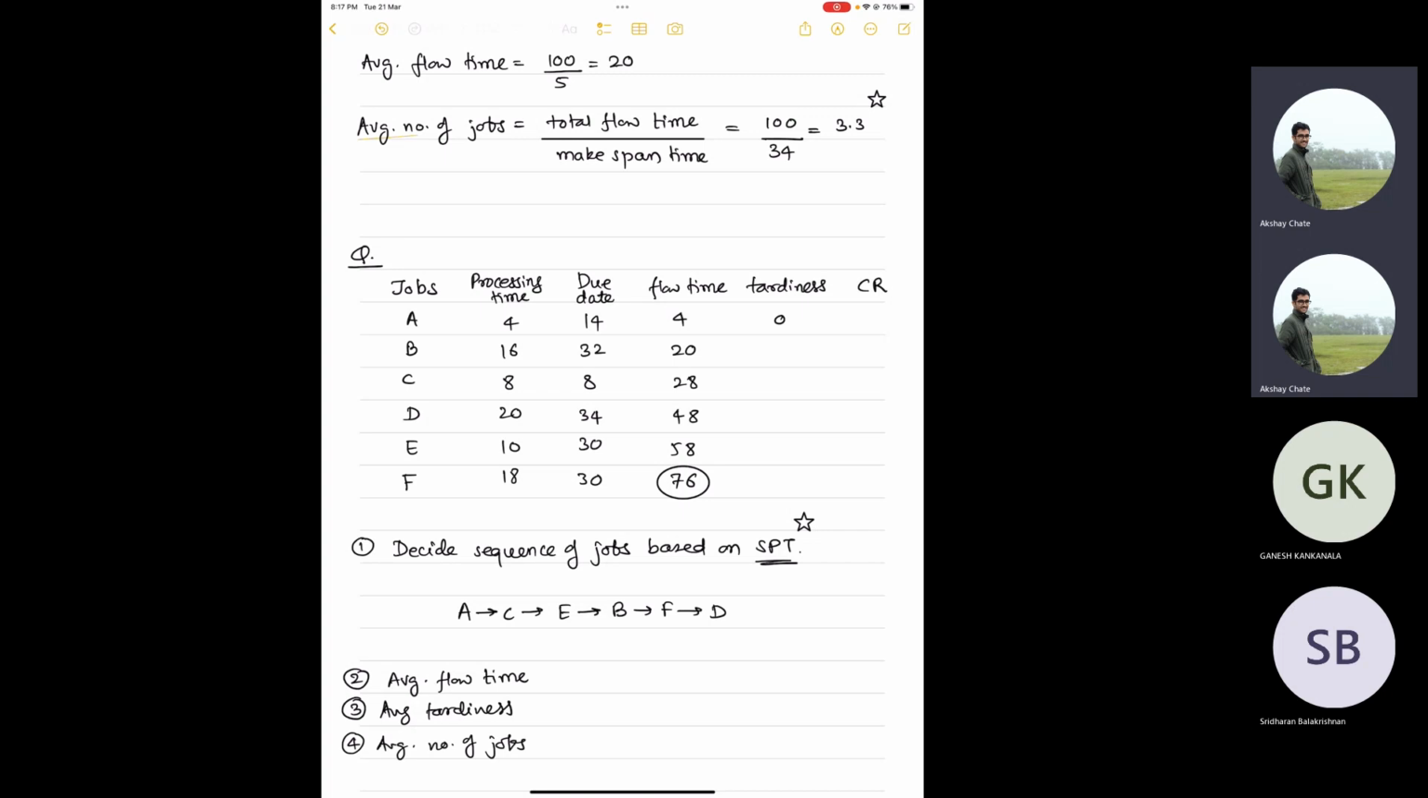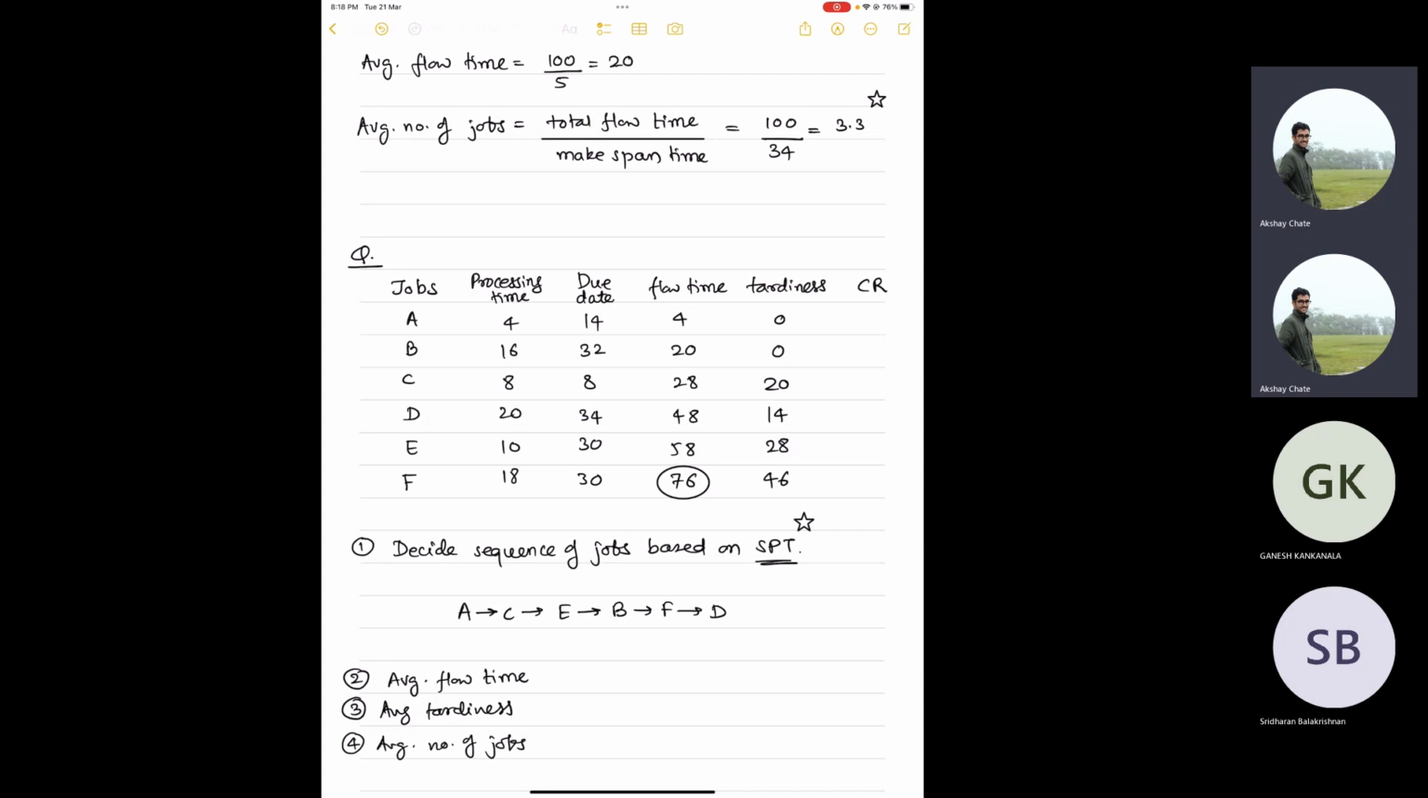So you need 20 days and you're delivering in 32. So there is no tardiness. Here you need 28 days, but your delivery is supposed to happen in 8 days. So you have tardiness of 20. Here you have tardiness of 14. Here you have tardiness of 28. Here you have tardiness of 46.